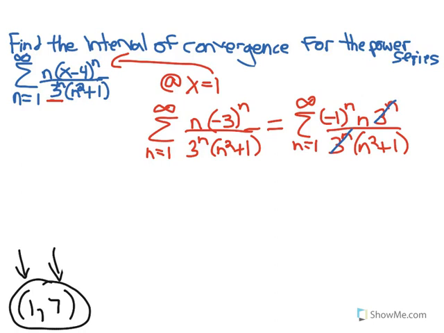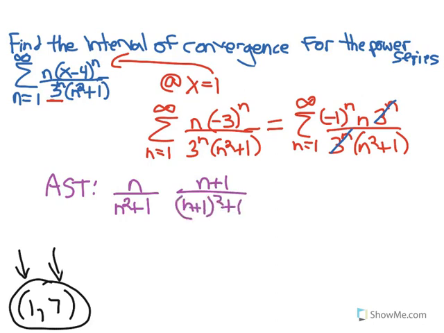The most common, and what should jump out at you, is the negative 1 to the n, so we can use the alternating series test. The alternating series test says that if it's decreasing, and clearly, since we have the higher power on the bottom and just n on top, n over n squared plus 1 is decreasing. We can prove it by showing n plus 1 over n plus 1 squared plus 1 is less than or equal to n over n squared plus 1. You could work that out to show that. But clearly it is decreasing.